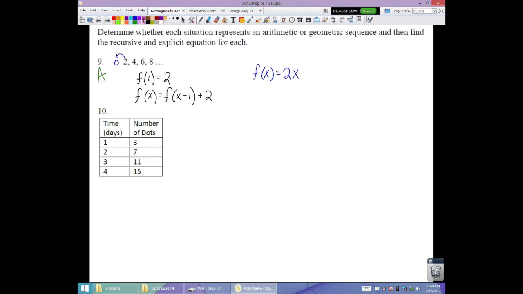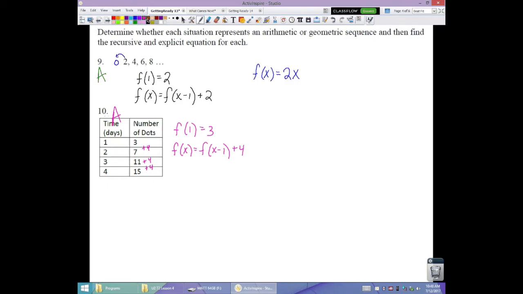Number 10. So we look at this pattern. I see from 3 to 7 goes up 4, from 7 to 11 is up 4, and 11 to 15 is up 4. So this is another arithmetic sequence. It's adding, has a common difference. So f(1) is 3, and f(x) is the result of f(x-1) plus 4.